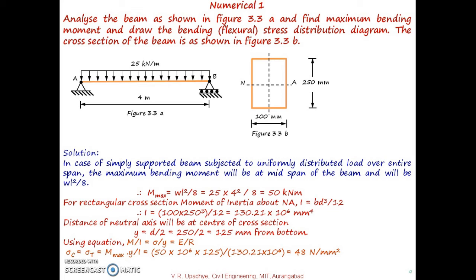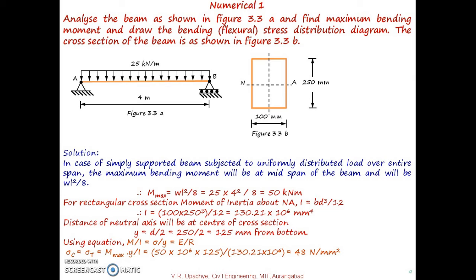Again, if we substitute those values, M is 50 kilonewton meter. That is converted into Newton mm. So you need to convert kilonewton to Newton, you need to multiply by 10 to the power 3, and again from meter to millimeter, you need to multiply by 1000. So it becomes 50 into 10 to the power 6 Newton millimeter, the maximum bending moment.